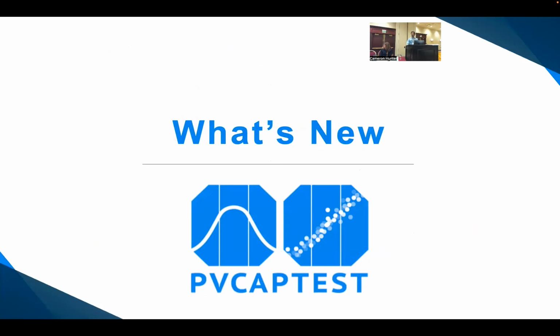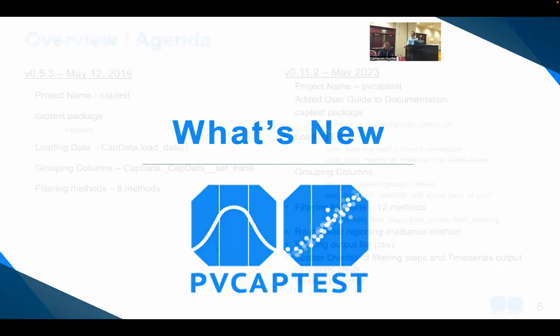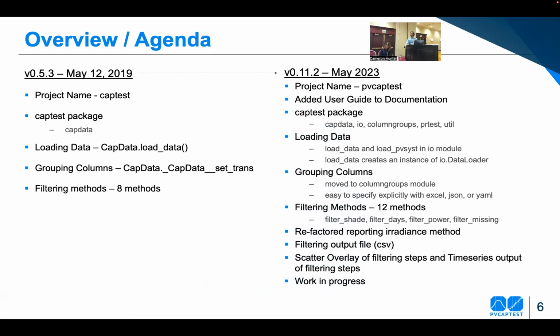So the focus of this will be on what's new in the pvcaptest package. I'll have a quick overview here. We were at version 0.5.3 back in May of 2019, and quite recently up to 0.11.2. One thing to note is that since that time, the name of the package actually did change from captest to pvcaptest. There's quite a few things named captest out there, so to make it a little easier to find, they've changed that. The Conda package is pvcaptest, so that should be easy to find.